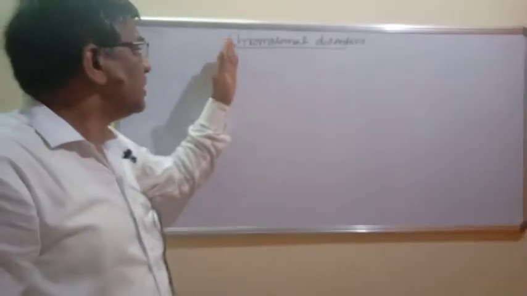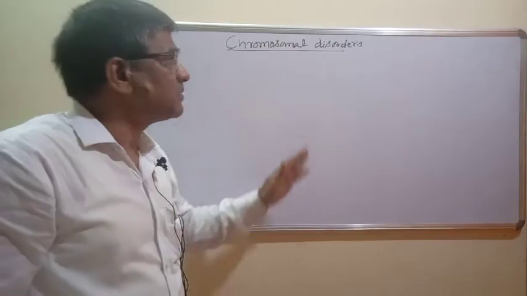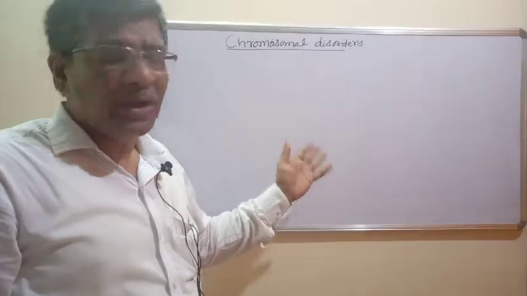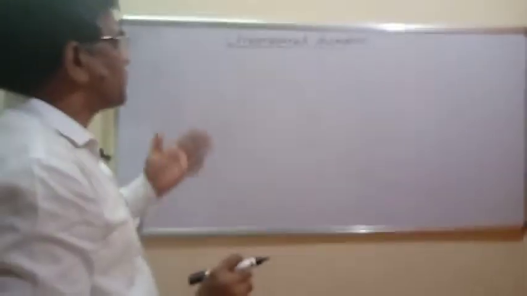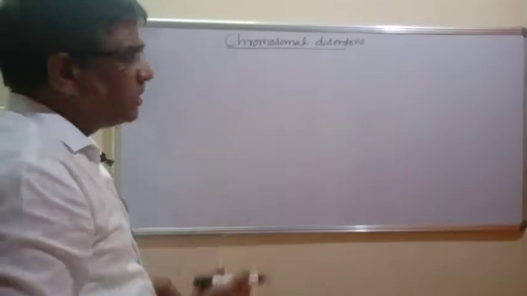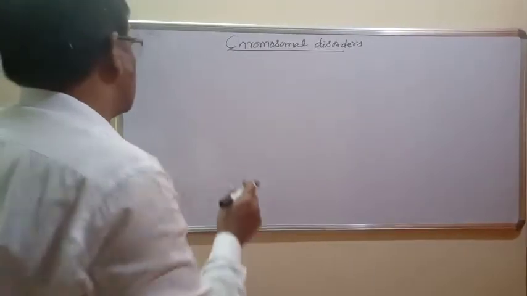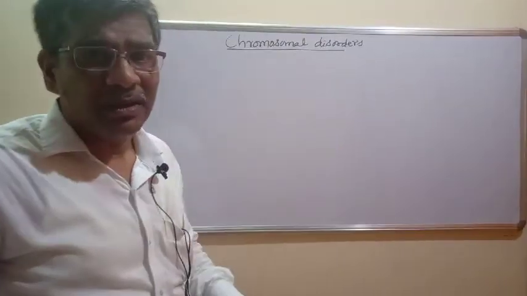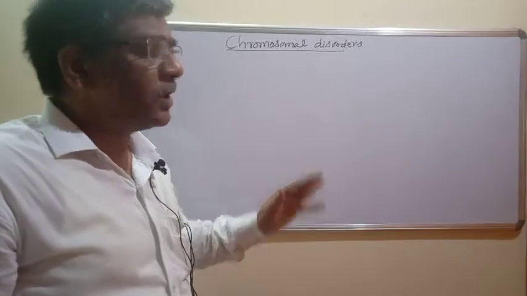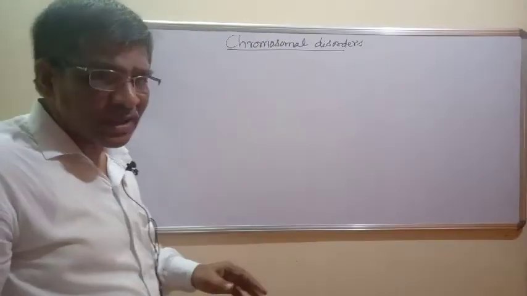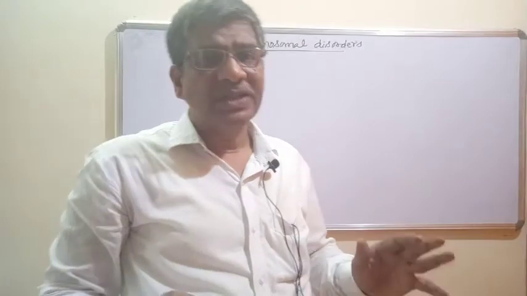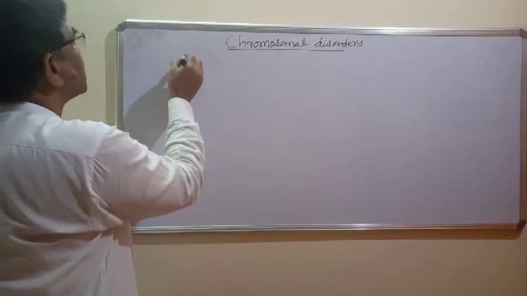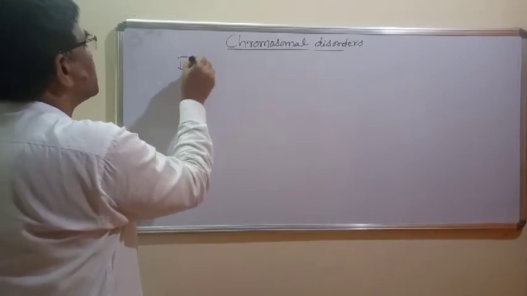Here we have already discussed two different terms, one called aneuploidy and another called polyploidy. I explained in the last class. Now let us discuss some of the important chromosomal disorders as per your syllabus. One is called Down syndrome, another is Klinefelter syndrome, and the next is Turner syndrome. Let's discuss the first one, Down syndrome.